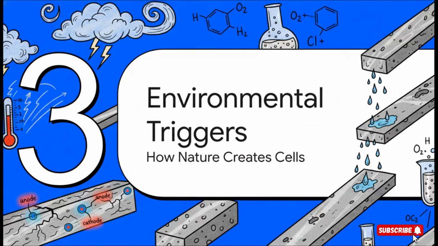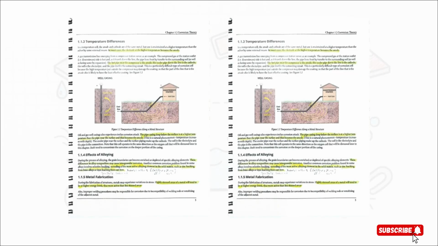So it's not always about connecting two different types of metal together. The environment itself is an expert at creating corrosion cells, even on a single uniform piece of metal. Little variations in temperature, stress, and chemistry can create thousands of tiny anodes and cathodes all over a structure. Take temperature, for example. Just a simple difference in heat across the very same piece of metal is enough to create a corrosion cell. As a general rule, the hotter area becomes the anode and starts to corrode.